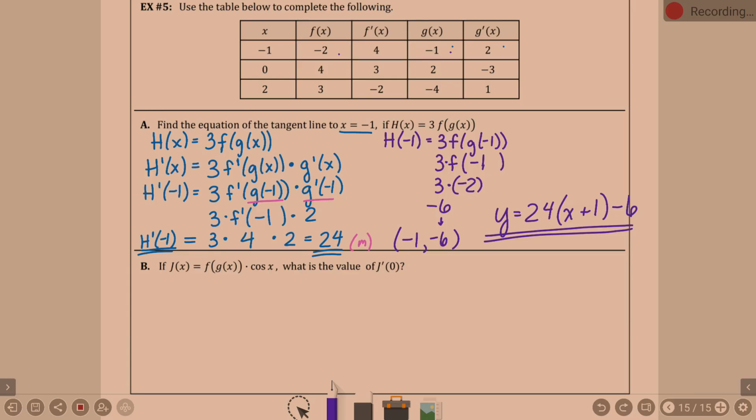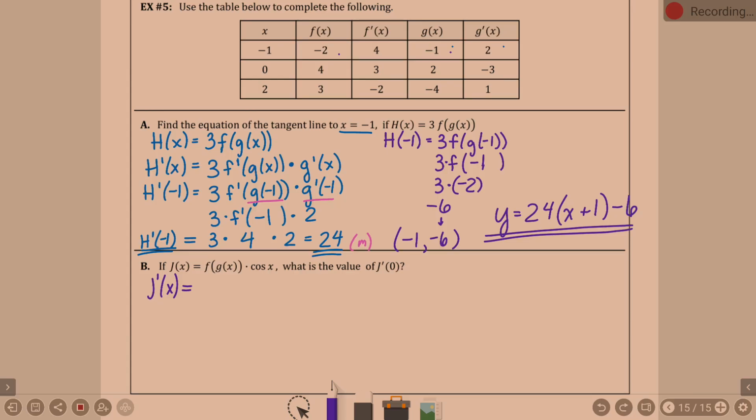Okay, one more. If j of x is equal to f of g of x times cosine x, what is the value of j prime of 0? Which means we've got to start by finding j prime of x. We've got a lot going on with j prime of x. Not only is there chain rule, there's also product rule. Did you guys catch that?